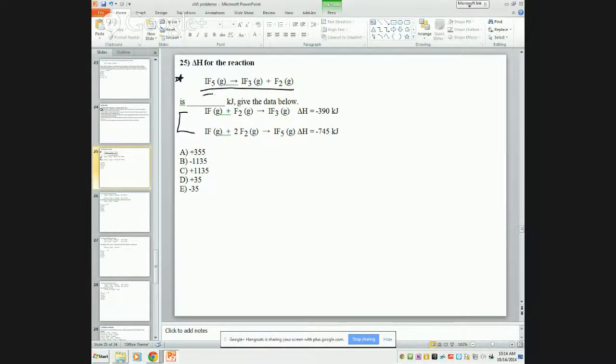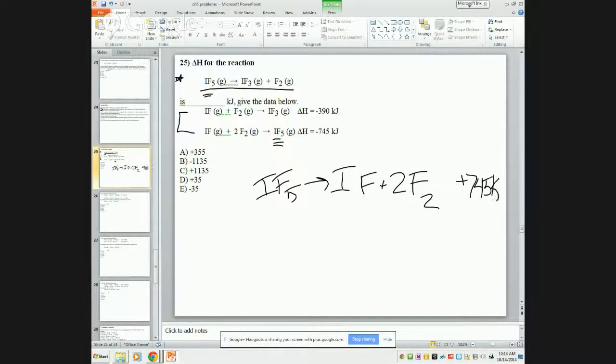If I want IF5 as a reactant, well, I got to flip this reaction and get it to be a reactant. So I get IF5 goes to IF plus 2F2, and that would give me a positive 745 kilojoules. Since I flipped it, I have to change the sign. So now I don't have to do anything to the first reaction. I can just leave it as is, because watch what will happen.